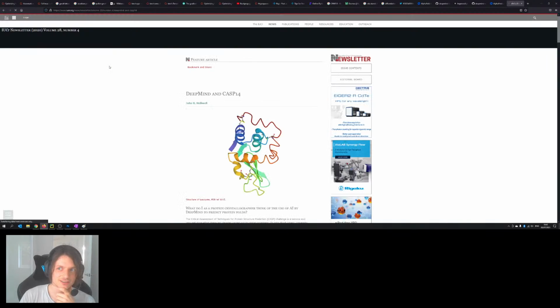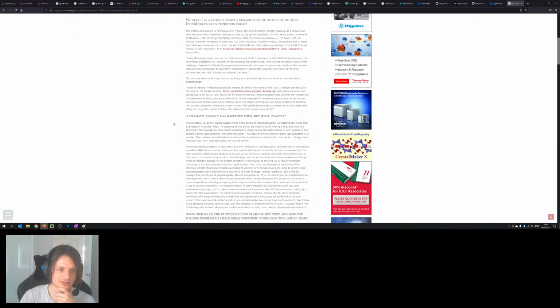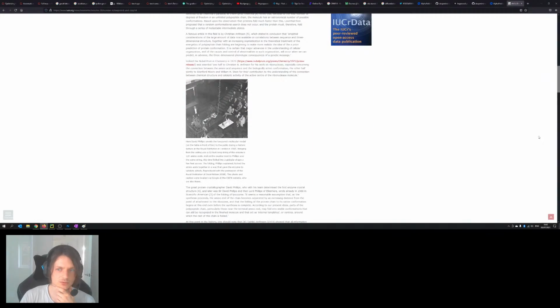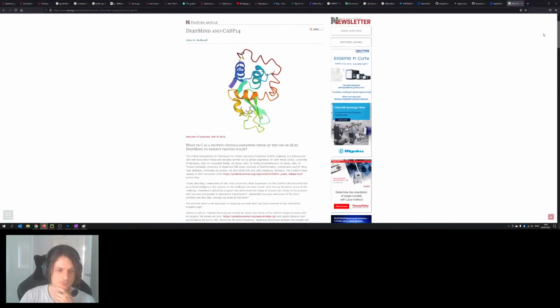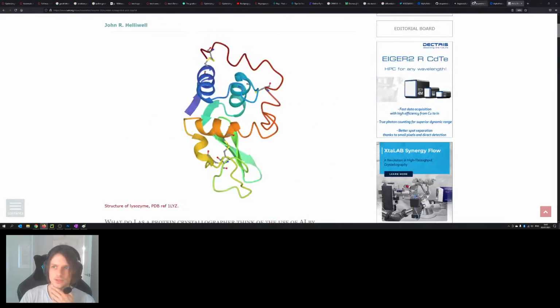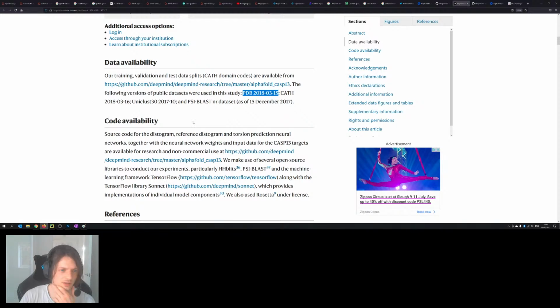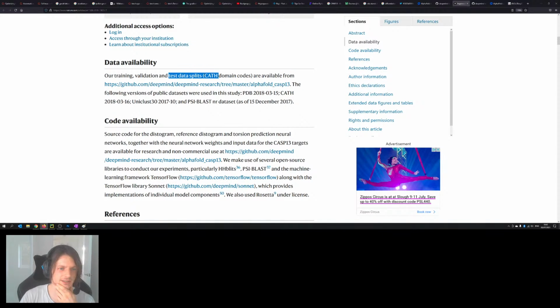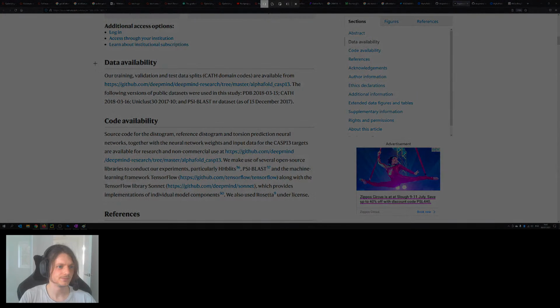CASP 14. Have you found it? Is this it? No, it's not. What does this say then? Let me just read that again. Our training, validation and test data splits, domain codes, are available from GitHub. The following versions of public datasets were used in this study. This is important.